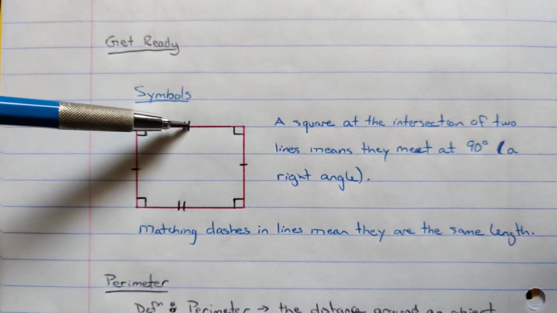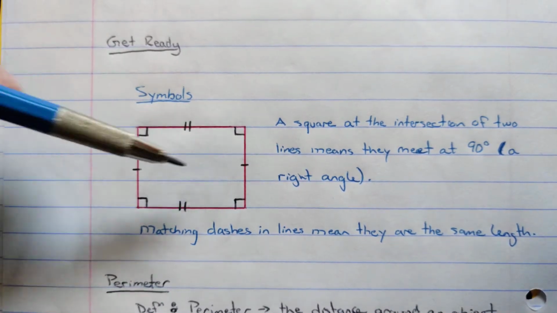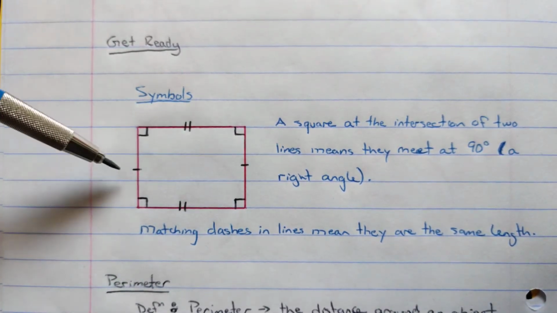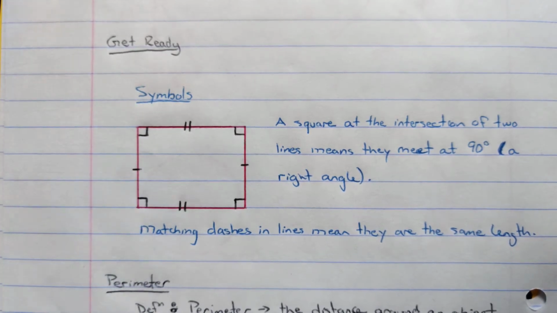If you see the matching dashes, here I have 2, here I have 1. Those dashes just mean that the lines are the same size. So any line with 1 dash is the same size as any other line with 1 dash. Any line with 2 dashes is the same as any line with 2 dashes. You can have 3, 4, however many dashes that you need. But all that means is that they're the same size.